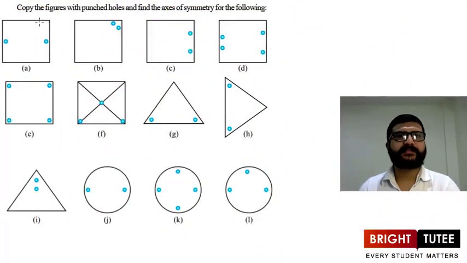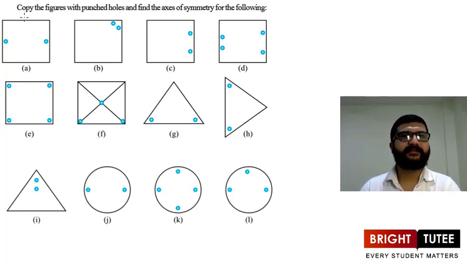Now let's try this question. The question here is: copy the figures with punched holes and find the axis of symmetry. Line of symmetry is also known as axis of symmetry. So here we have to find the line of symmetry in these figures. Now let's see the first one. What do you think, in the first figure, what will be the line of symmetry?